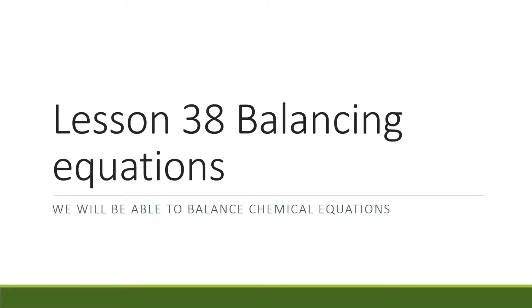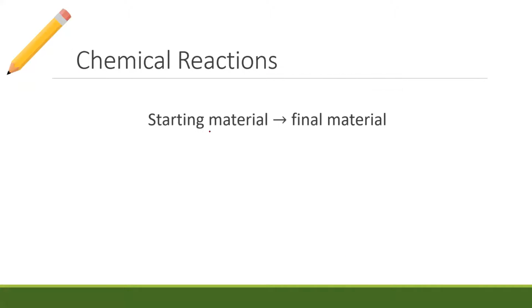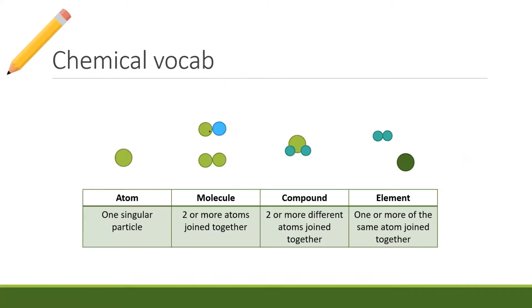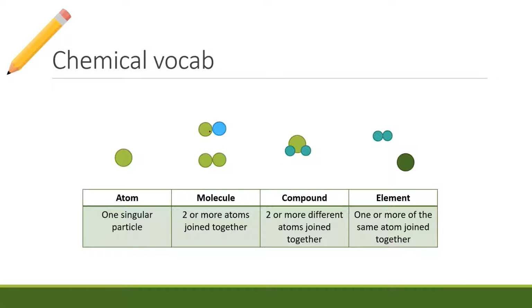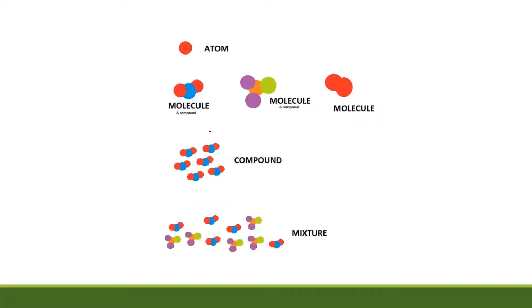Before we do that, let's talk about what we talked about last time. Last time we talked about, well, how can you tell a chemical reaction's occurred? We talked about these types of definitions. A molecule is 2 or more atoms joined together. A compound is, again, 2 or more atoms joined together, but they have to be different. And an element can be 1 atom, or it can be more than 1 atom, but they have to be the same type.